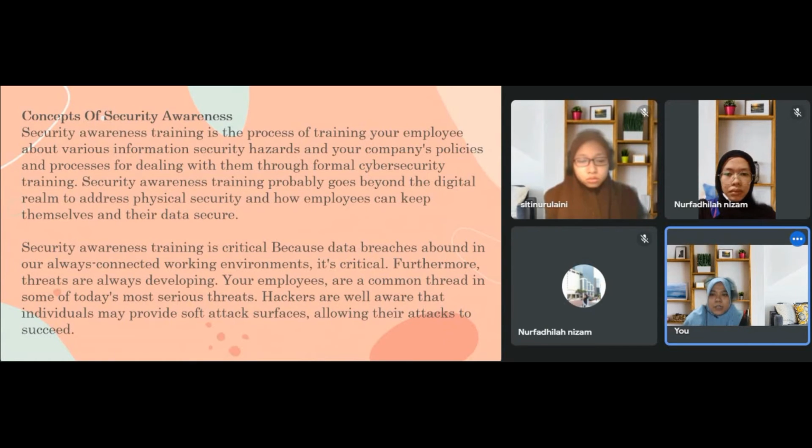Security awareness training is important because data breaches abound in our always connected, always working environment. It's critical. Furthermore, threats are always developing. The employee or staff is a common threat in some of today's most serious threats. Hackers are aware that individuals may provide a soft attack surface, allowing the attack to succeed.